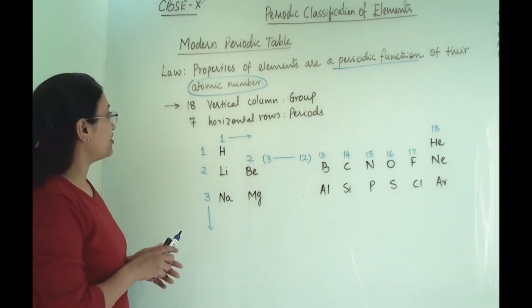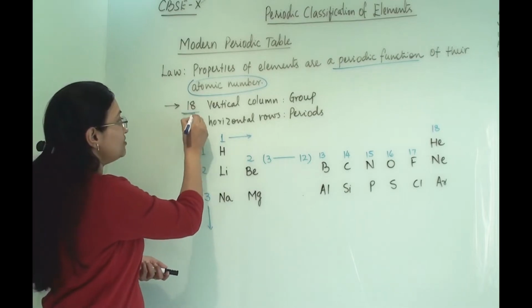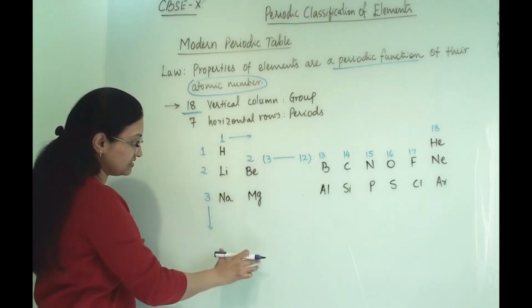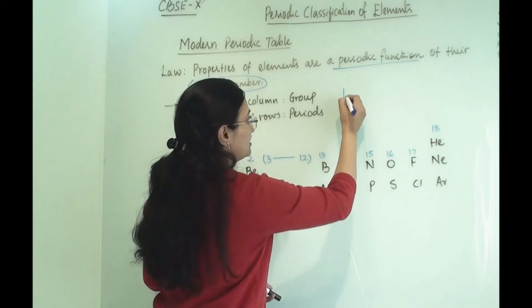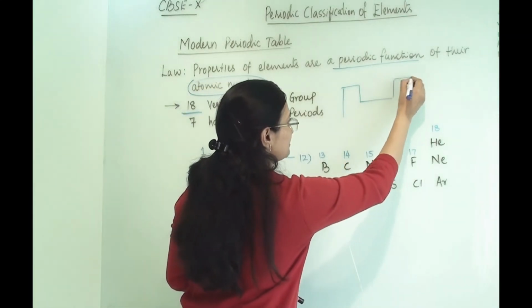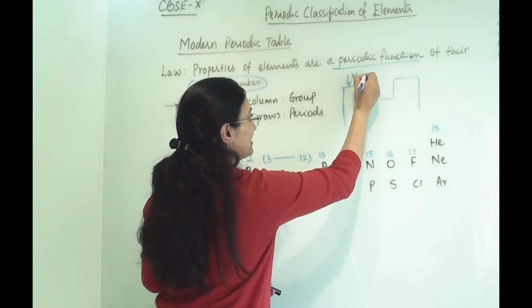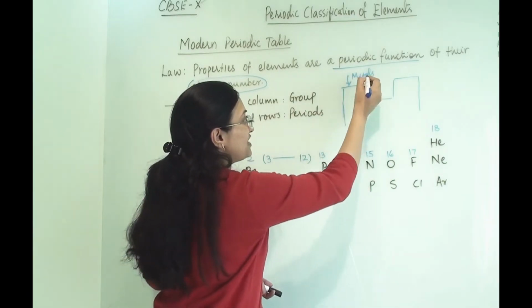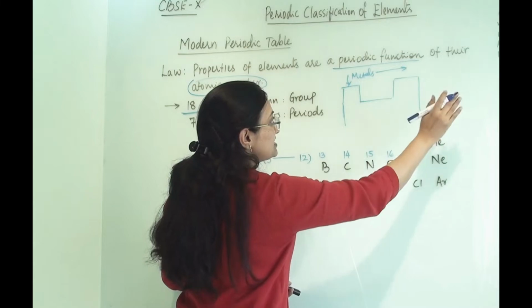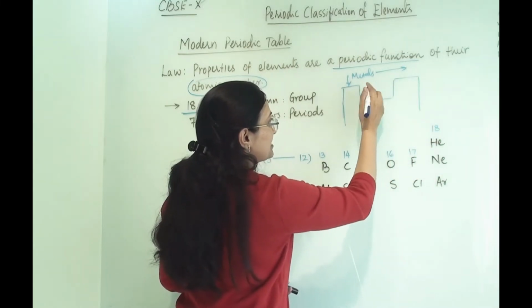Now in the modern periodic table there are 18 vertical columns like this. This is our periodic table, and this is how we have arranged it. Here we have placed all the metals. As we go towards this side, in between, the metalloids are there.